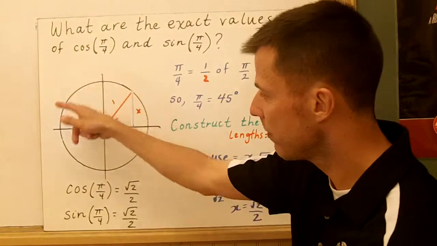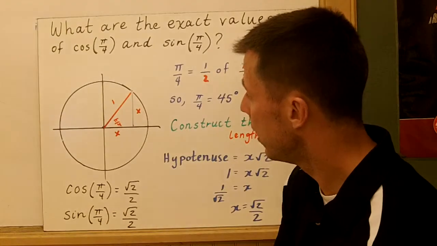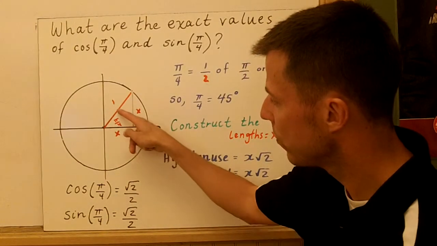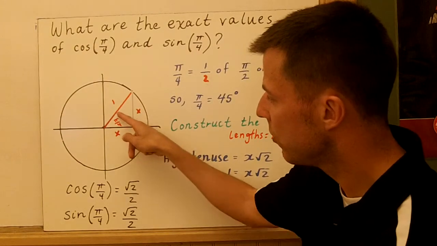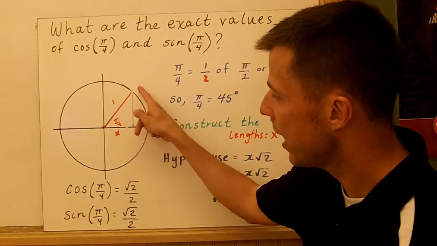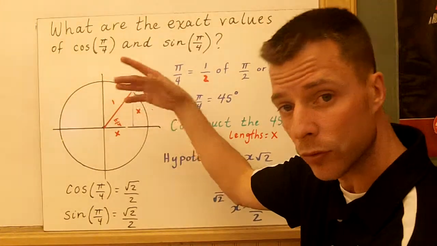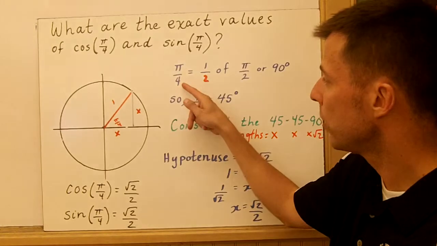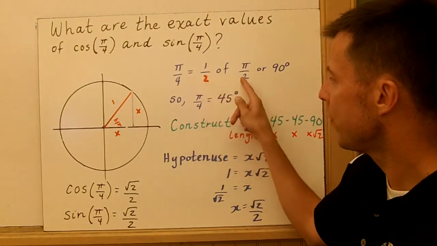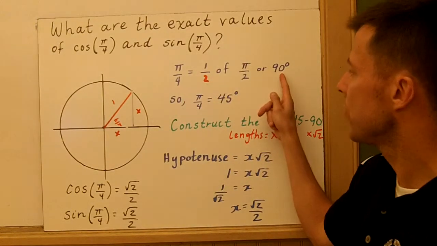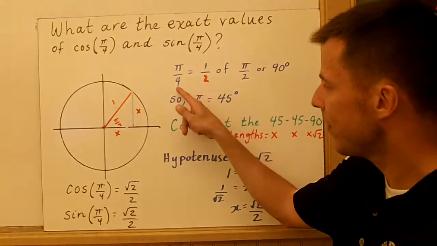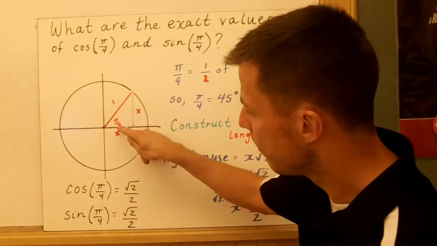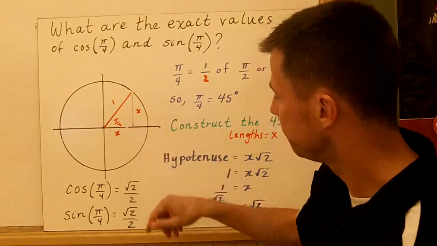Okay, so I've drawn my unit circle here, and now I've drawn a 45-degree angle here in red, pi over 4 units, and I know it's pi over 4, it's half of pi over 2. Half of a quarter, or half of 50 cents is a quarter, so I know that pi over 4 is half of pi over 2. So if pi over 2 is equivalent to 90 degrees, that means pi over 4 is 45 degrees. So let's use that. Pi over 4 is 45 degrees.